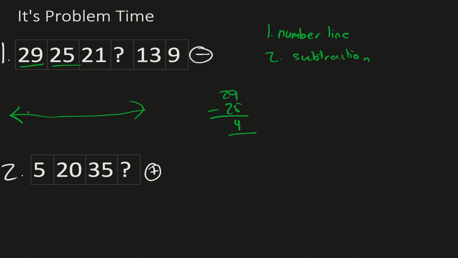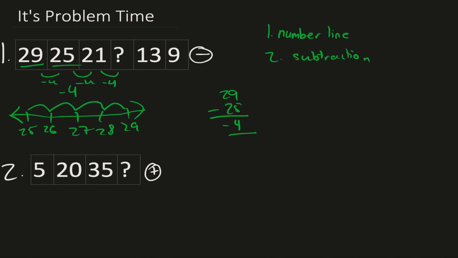That's pretty straight. 25, 26, 27, 28, 29. I know it's a little sloppy, but you should get the gist of it. 1, 2, 3, and 4. So it looks like we still have 4, so the rule is minus 4. We have minus 4, and to get to the question mark, we have minus 4.